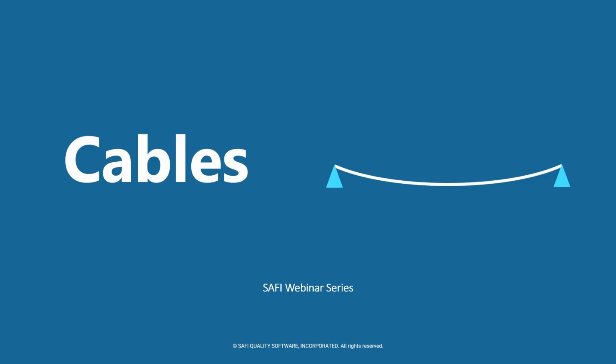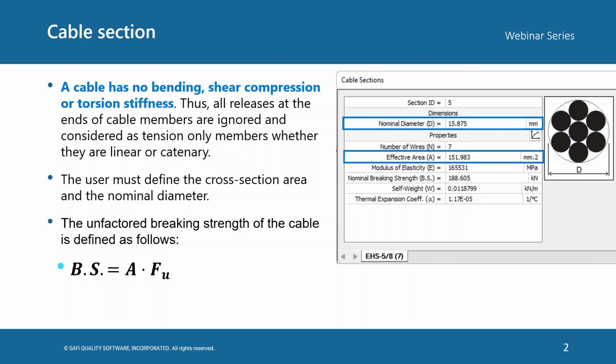In this video, we are going to have an overview of cables. To add a cable to the model, we need to create a cable section. To define a cable section, the user needs to specify the cross area and the nominal diameter and assign a material. The material properties will be used to calculate the breaking strength of the cable.